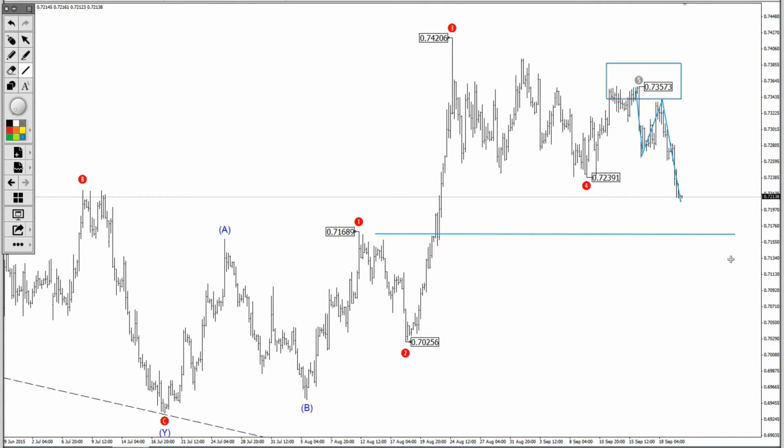So a close below that level, and we are making a more solid statement to the bearish view. And once we see a five-wave structure to the downside, then there is going to be a larger bearish wave to the downside on this pair.